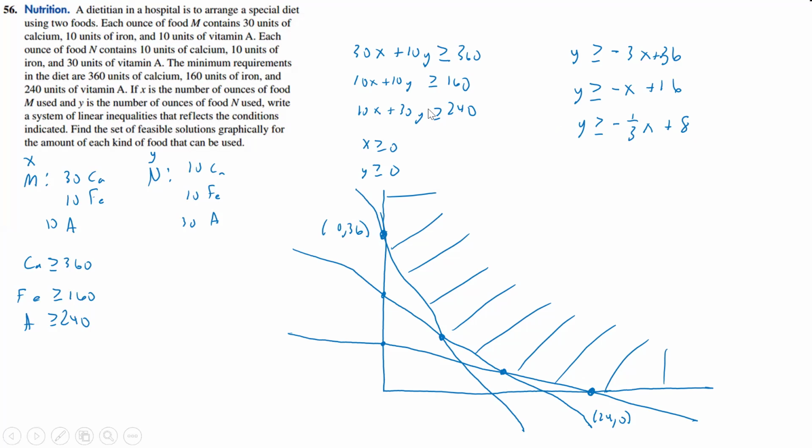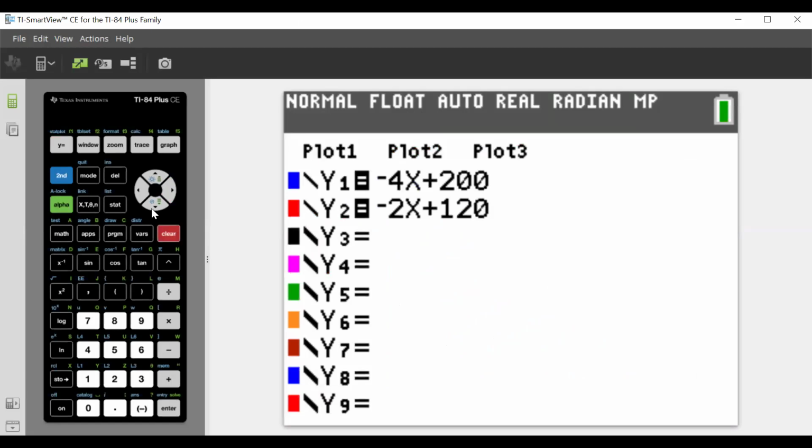We could do it by longhand if we wanted to, but we're just going to get used to using our calculator to do some of this stuff. So again, we're going to have to plot all those again. That's minus 3x plus 36. Then minus x plus 16. And then minus 1/3 x plus 8.